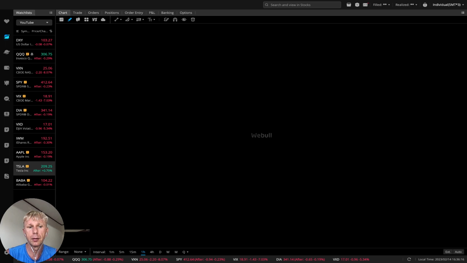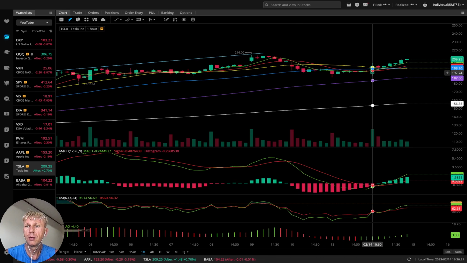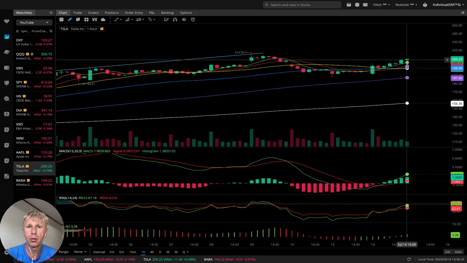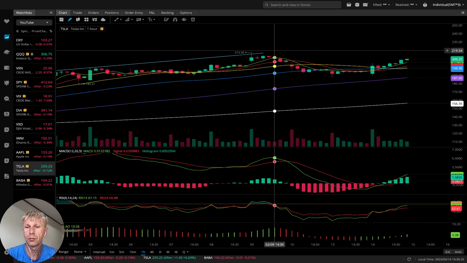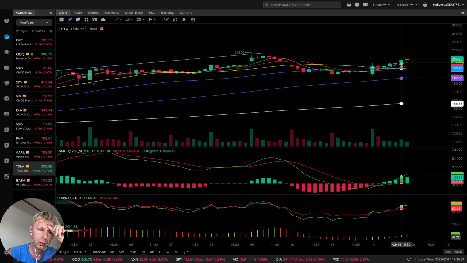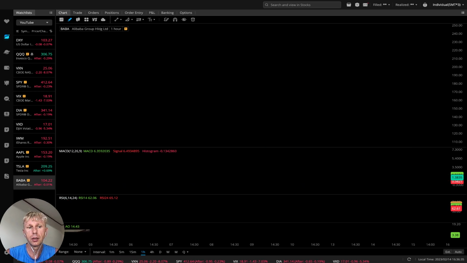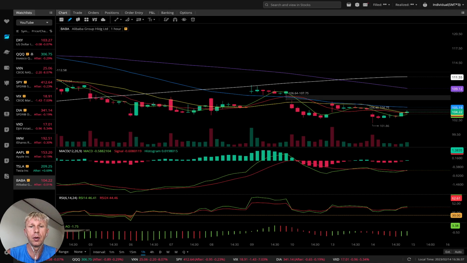Let's check 1 hour. On moving averages, it's bullish. The last bar is above all moving averages, still bullish. MACD is still bullish, RSI bullish, and awesome oscillator also bullish. Tesla is still bullish on all time frames. Let's check BABA daily.